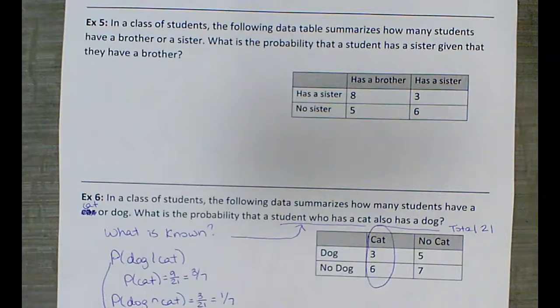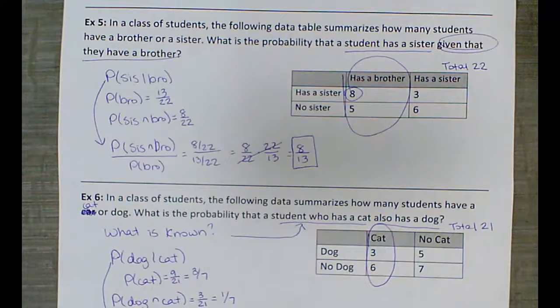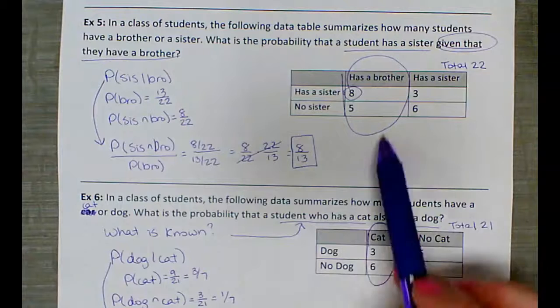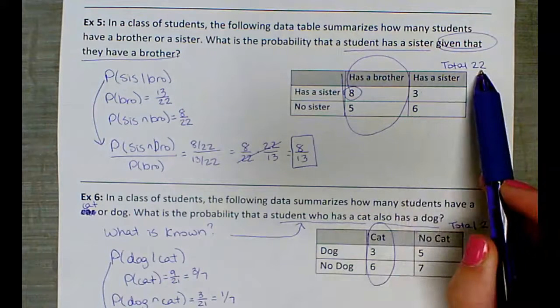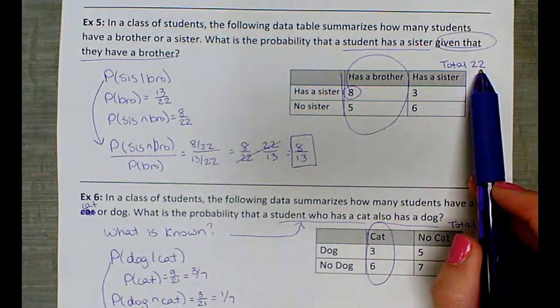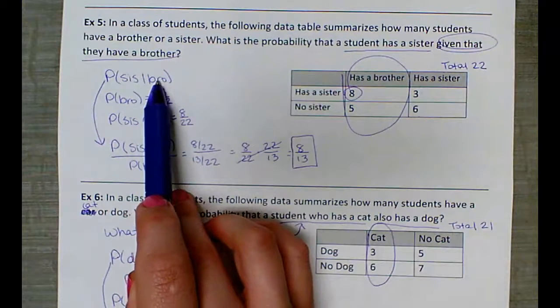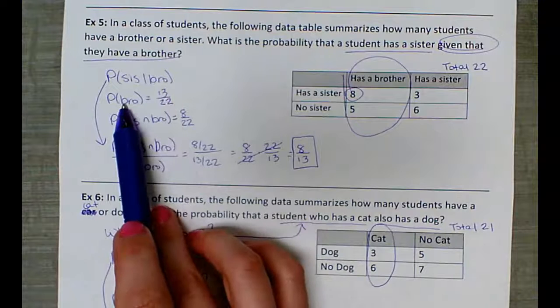Last problem, example 5. Pause your video and try it out. In example 5, we want the probability that a student has a sister given that they have a brother. So there's a total, if I add all of these up, of 22 students. I want the probability that the student has a sister given that they have a brother. So I want the known probability of having the brother.